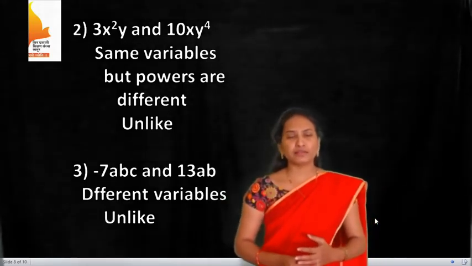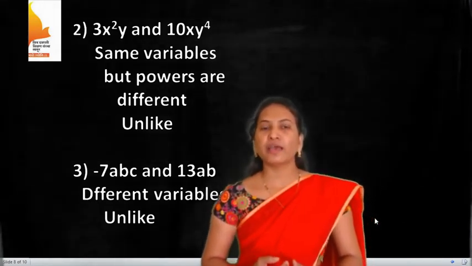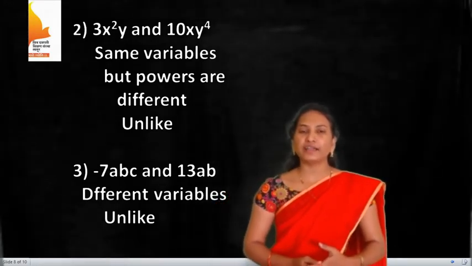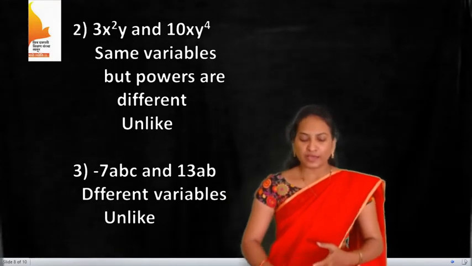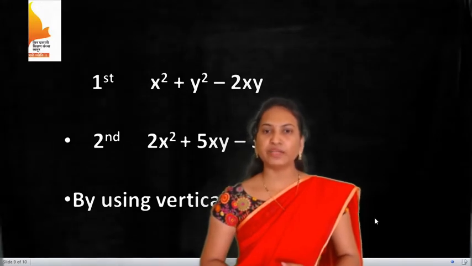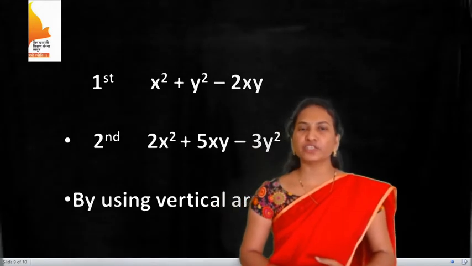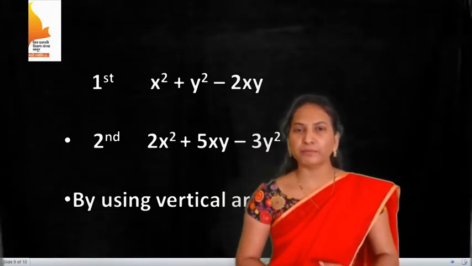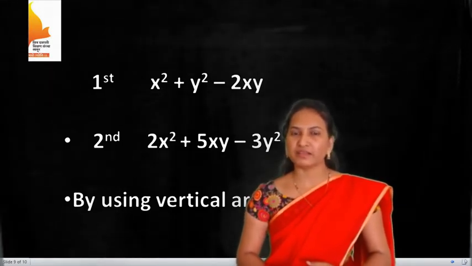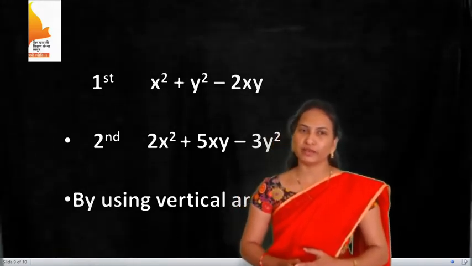Next, we can do the addition, subtraction, multiplication and division of algebraic expressions. Today we will see the addition of algebraic expressions. Addition of algebraic expressions we can do in two ways, by vertical arrangement and by horizontal arrangement. Here is the example, first algebraic expression, x square plus y square minus 2xy, and the second is 2x square plus 3xy minus 3y square. We can add these two algebraic expressions by vertical arrangement.